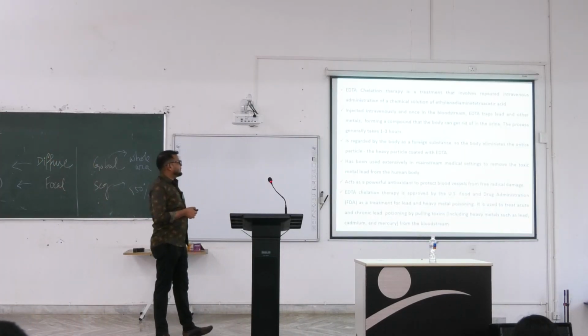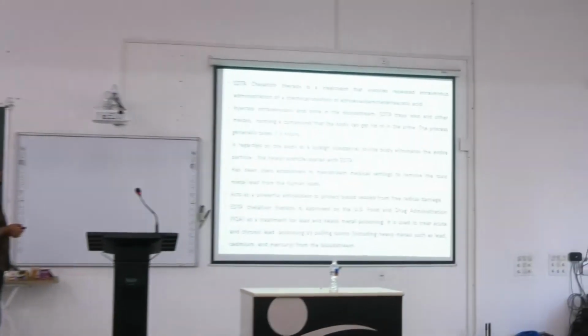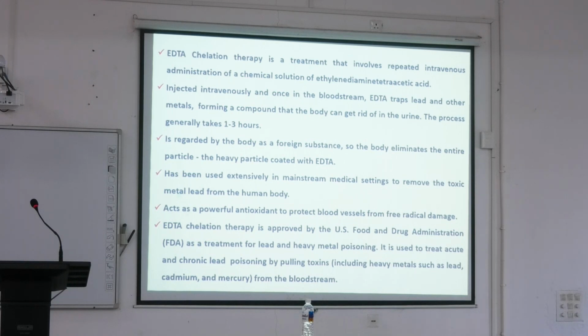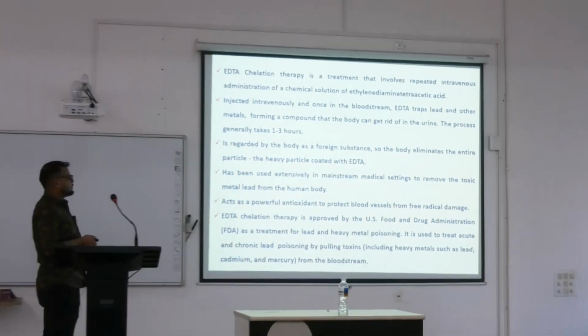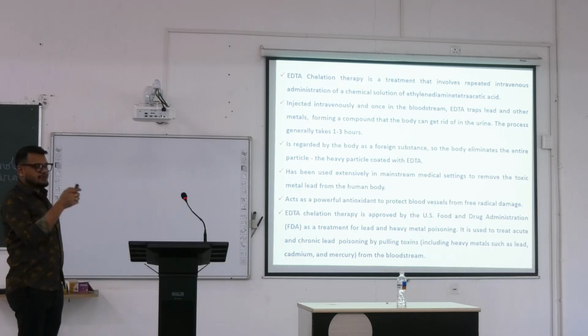So EDTA chelation therapy is a treatment that involves repeated intravenous administration of a chemical solution of EDTA. Injected intravenously, once in the bloodstream, EDTA traps lead and other metals, forming a compound that the body can get rid of in the urine. Very important. This process generally takes 1 to 3 hours. The body regards it as a foreign substance, so it eliminates the entire heavy particle coated with EDTA. As I said, the complex formed with the metal must be able to be excreted out by the kidney.